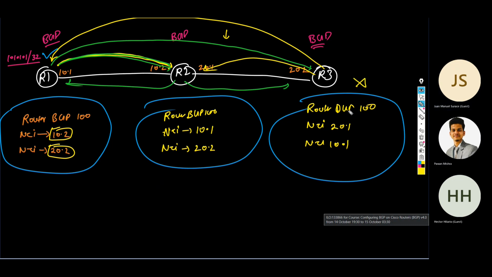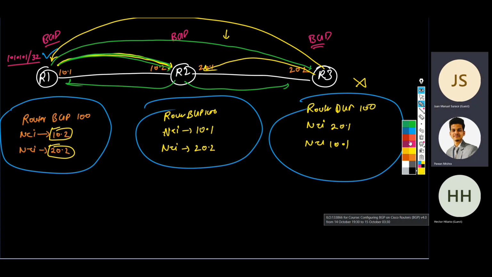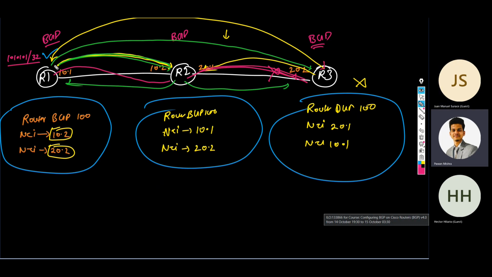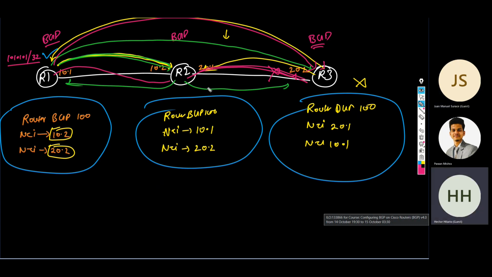No, because the split horizon rule is enabled. Once R1 shares a route to R2, R2 is not able to share this route to R3. R2 does not share those routes to R3. R3 will receive that route directly from R1, not via R2.